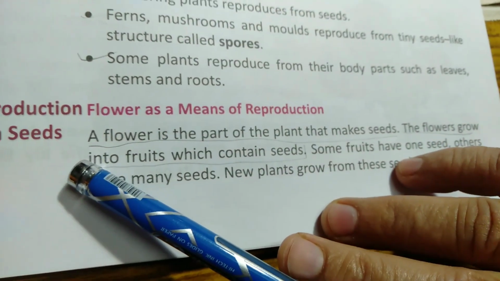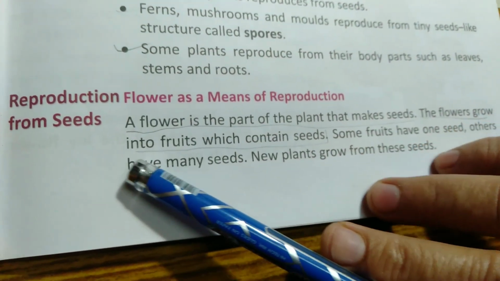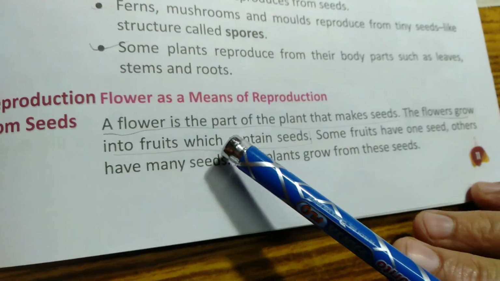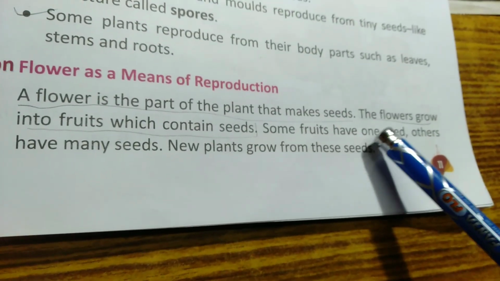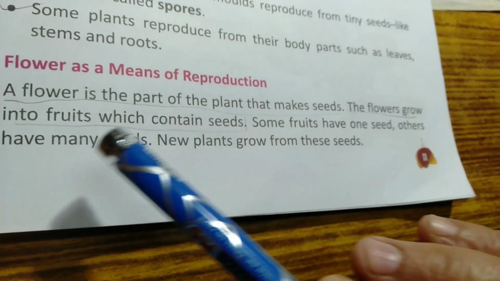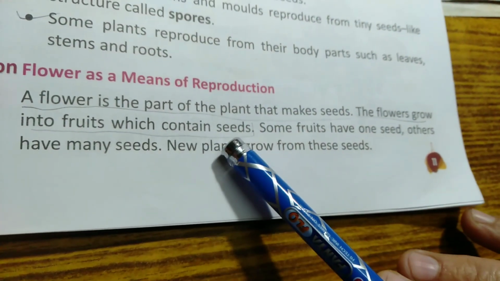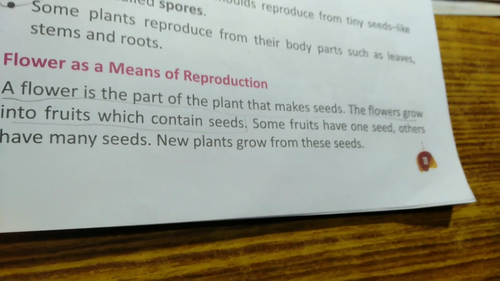Next is reproduction from seeds. A flower is the part of the plant that makes seeds. The flowers grow into fruits which contain seeds.